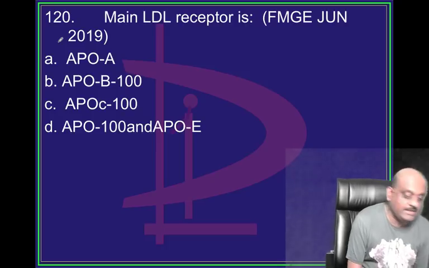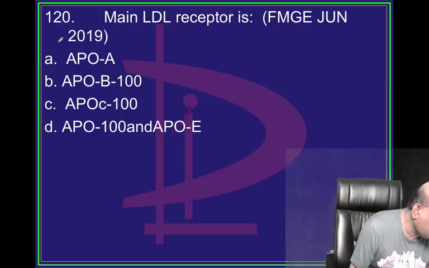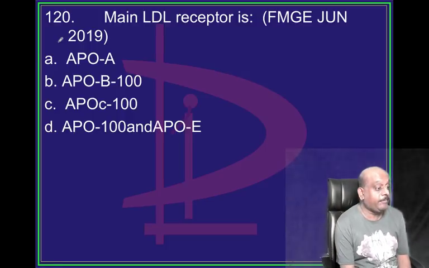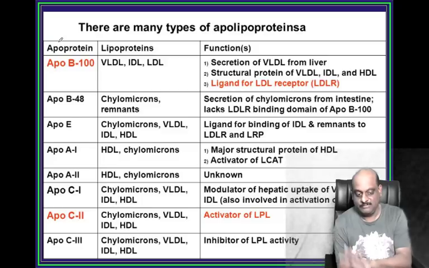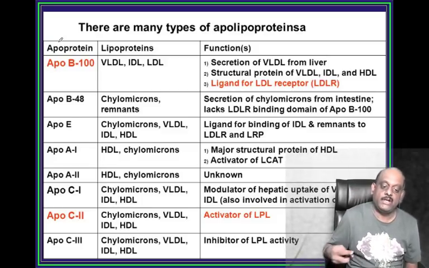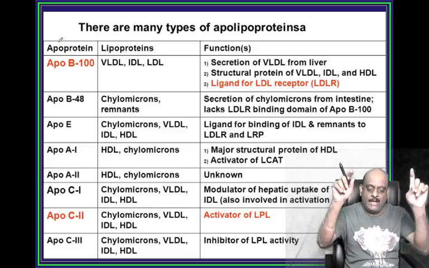Shashwat Sarkar is saying Apo B100. Sayeda Fatima is also saying Apo B100 and Apo E. Apo B100. Say it quickly, doctor. This is one table. Take the football, take the football.